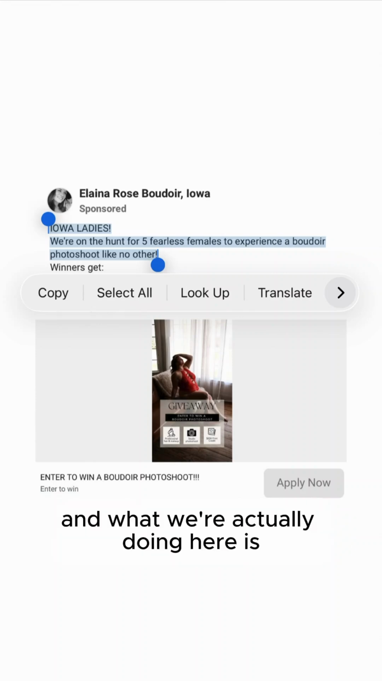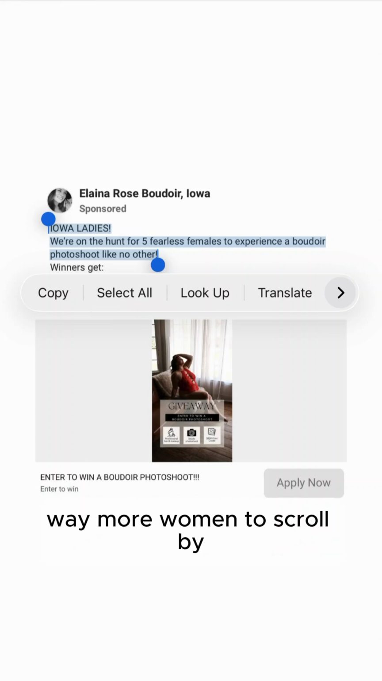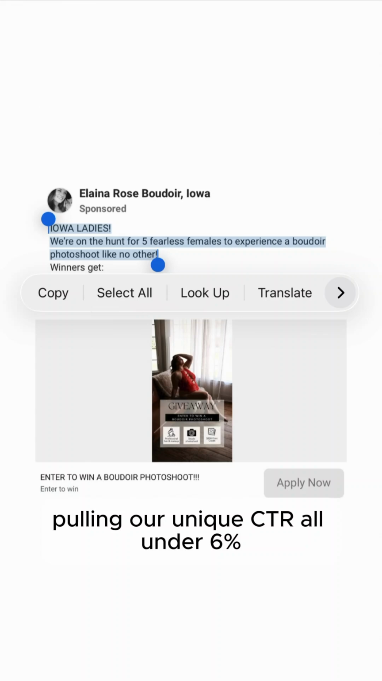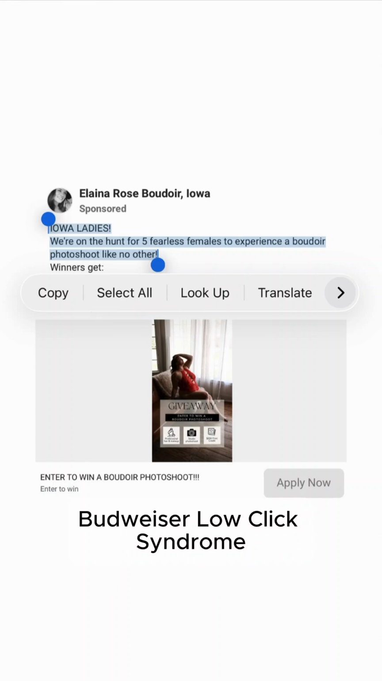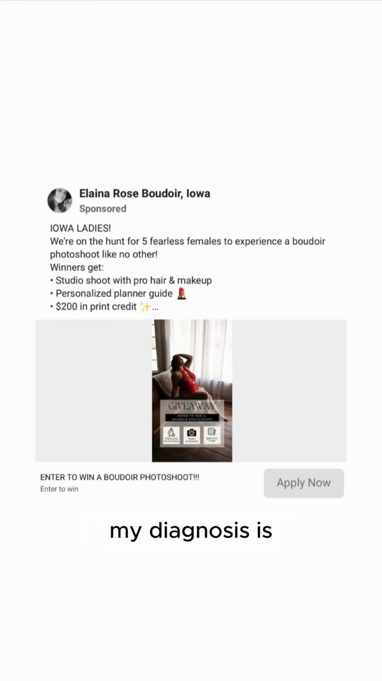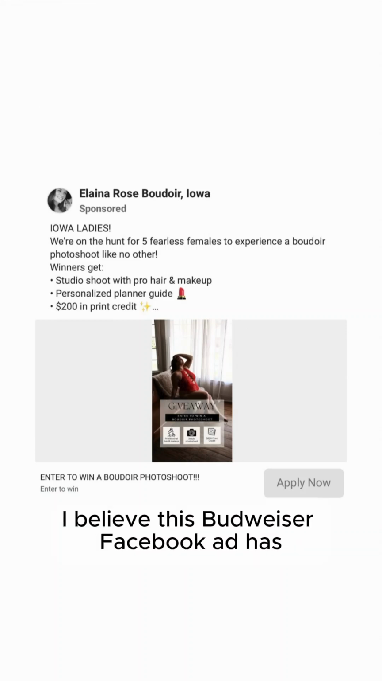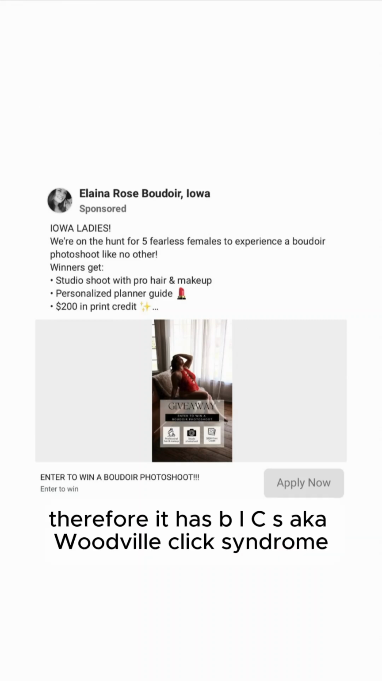And what we're actually doing here is we're not hitting the mark, causing way more women to scroll by our Boudoir Facebook ad than necessary, pulling our unique CTR under 6%, and actually increasing the probability we have BLCS, Boudoir low click syndrome. So after all that, my diagnosis is, I believe this Boudoir Facebook ad has a unique CTR under 6%. Therefore, it has BLCS, aka Boudoir low click syndrome.